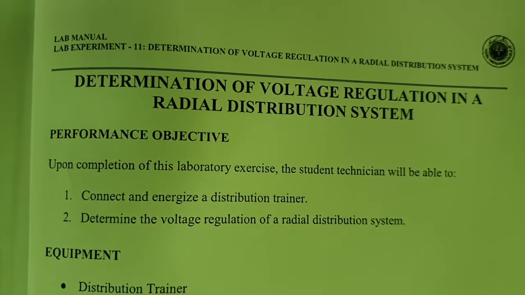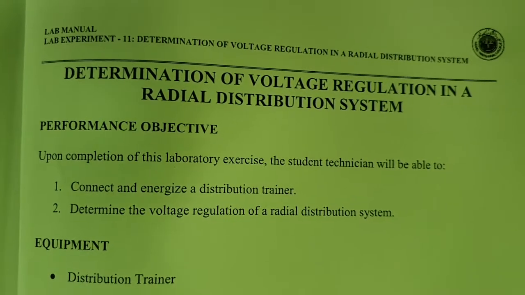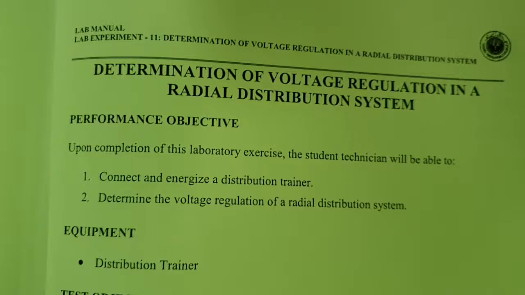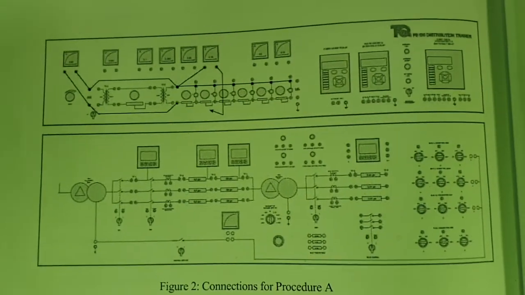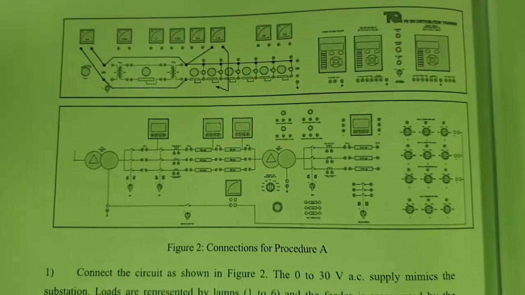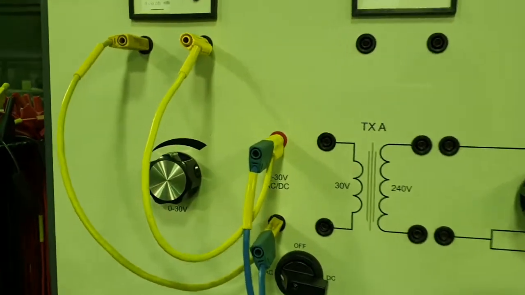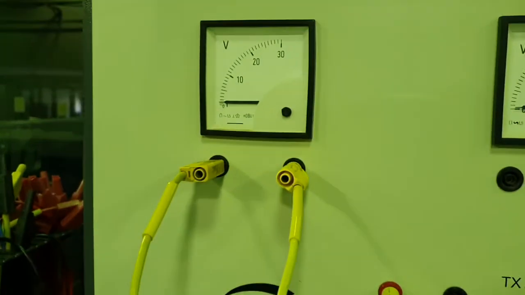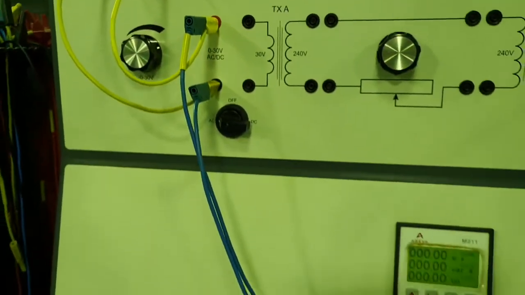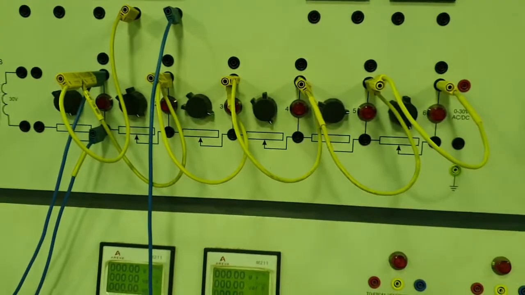Students, this lab number 11 is determination of voltage regulation in a radial distribution system. This is the circuit diagram, and this diagram we implemented here. There is a 30 volt AC supply. It is connected to a voltmeter, and from there it is connected to a distribution system.